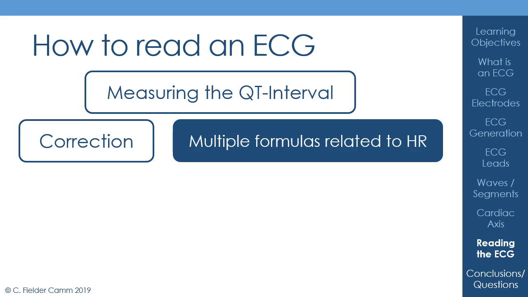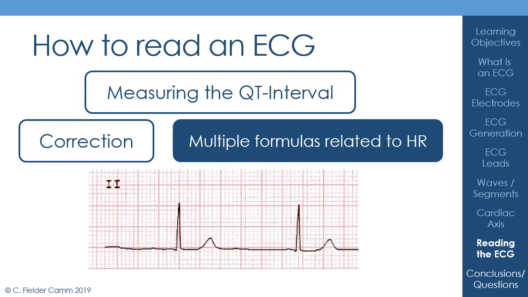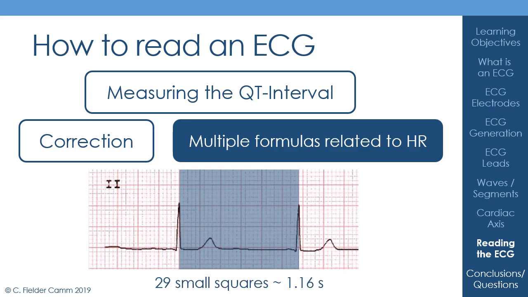And as I said, you have to correct for the heart rate, and there are several formulas to do this. But what we have here is our example ECG again. We can take our QT interval. That's 10 small squares, which is 400 milliseconds. And this is our RR interval, so essentially proportional to our heart rate. That's 29 small squares, and so that works out as 1.16 seconds, because there's 25 small squares in a second.